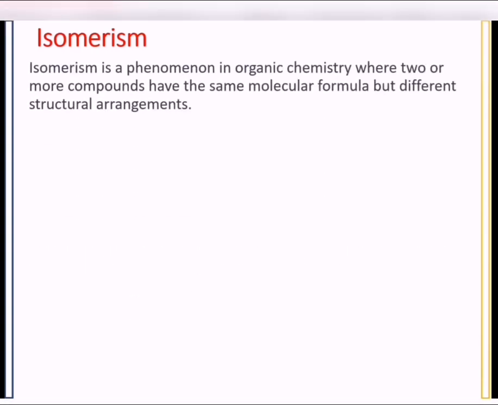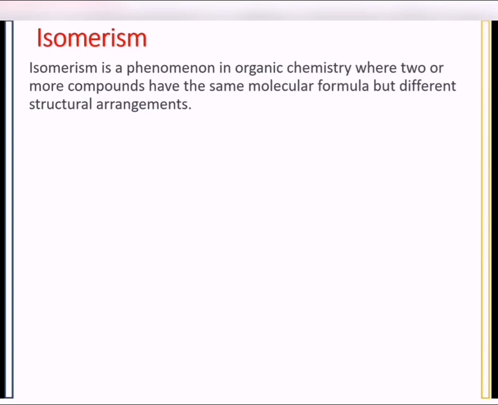Let's look at isomerism. Isomerism is a phenomenon in organic chemistry where two or more compounds have the same molecular formula but different structural arrangements. Now, this simply means that they have different physical and chemical properties despite having the same number of atoms of each element and the same overall mass.